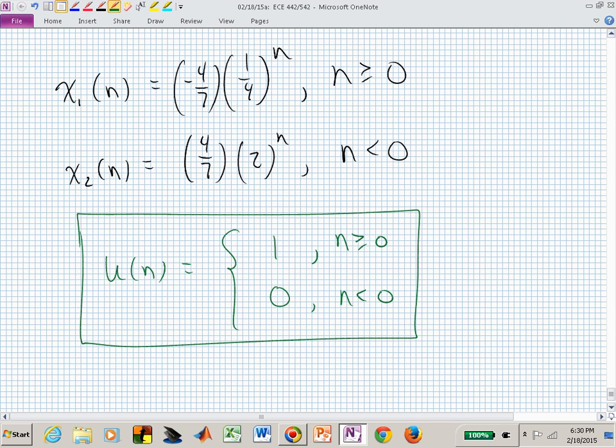This is now a unit step. It has a value of 1 when the argument is non-negative, and we can use that to write down an expression for x of n, one expression that incorporates these two separate pieces for different time indices. We could say that we have minus 4/7, 1/4 to the n, u of n. That's only going to be present for non-negative n's. Now we need to add in the next piece.